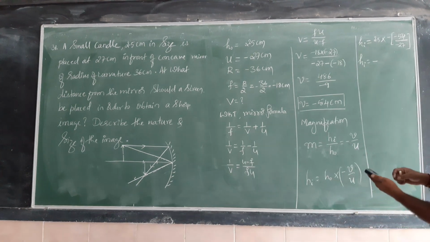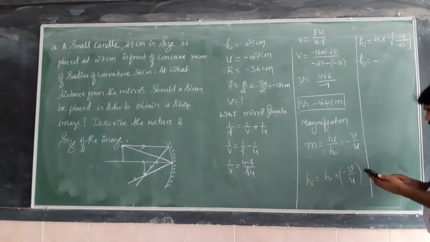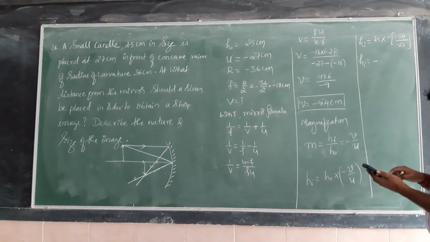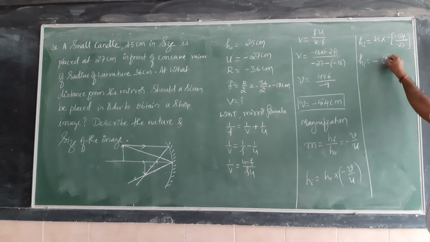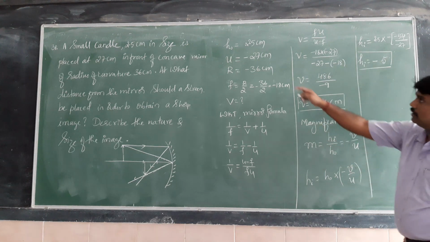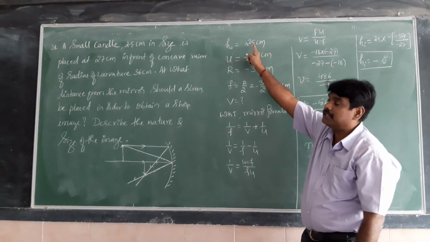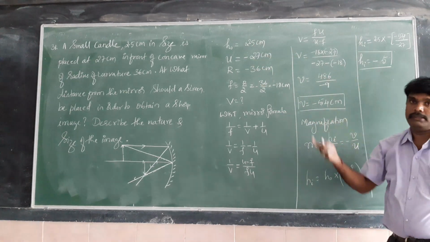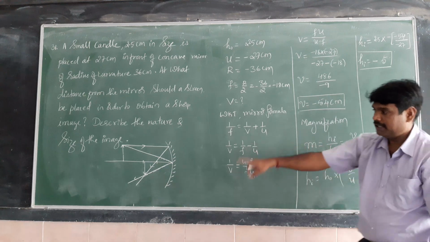Now it becomes 54 divided by 27. You get 2. 2 into 2.5 is equal to 5, minus. It is a unitless number. So the height of the object is 2.5, and we are getting an image of 5, double the size of the object.